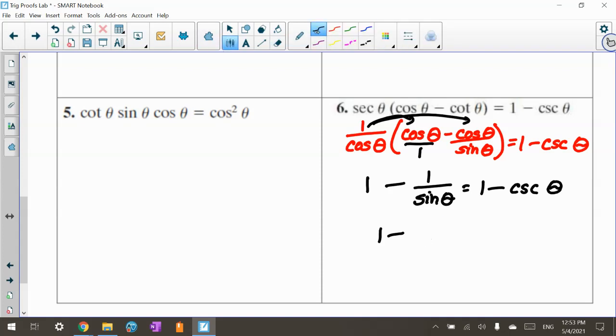theta equals 1 minus cosecant theta. And so I got them to match, and I proved that identity.